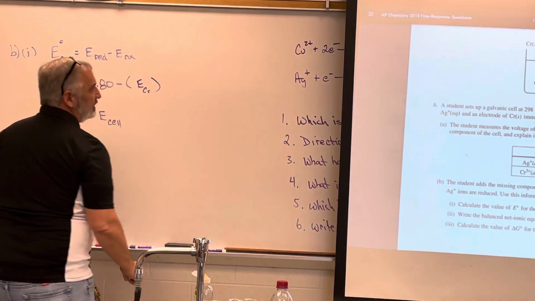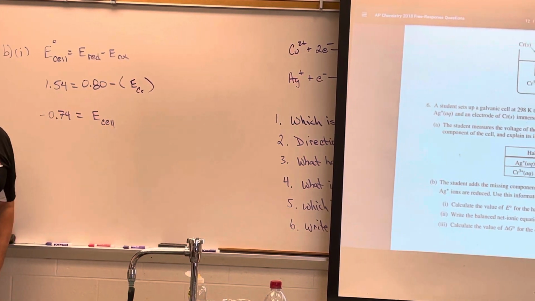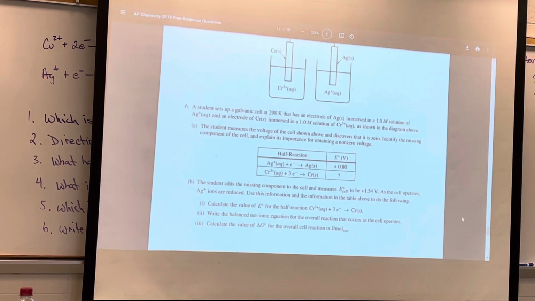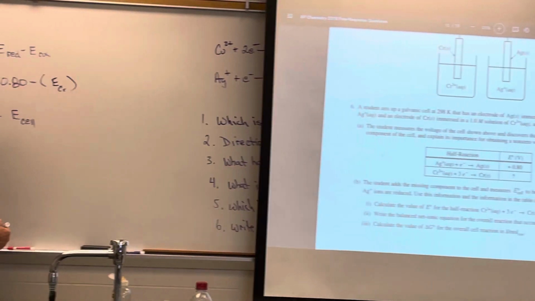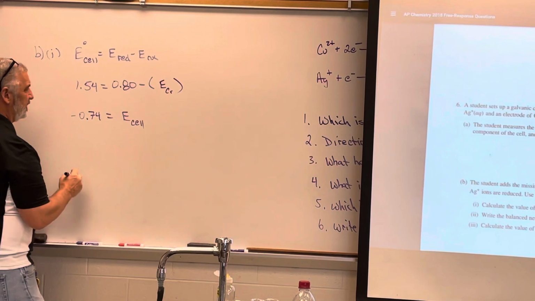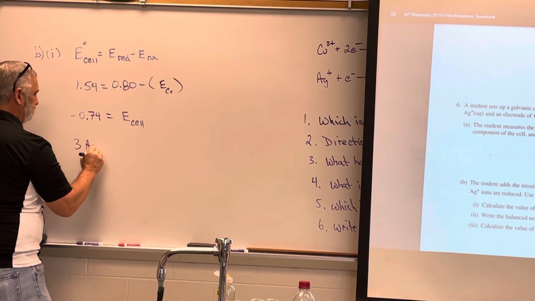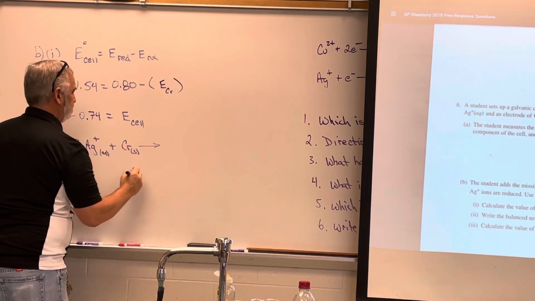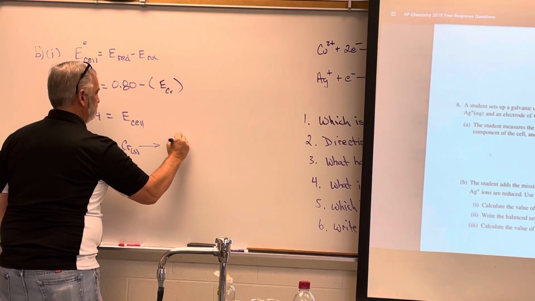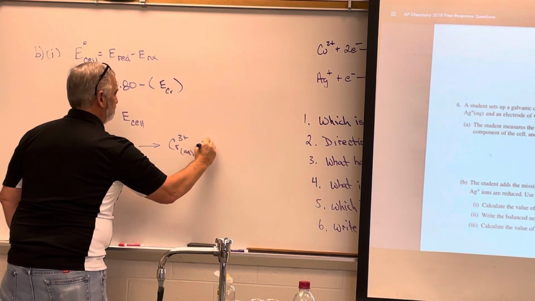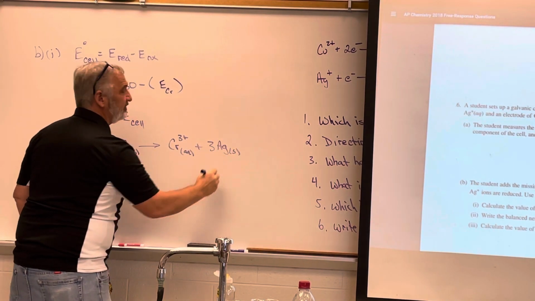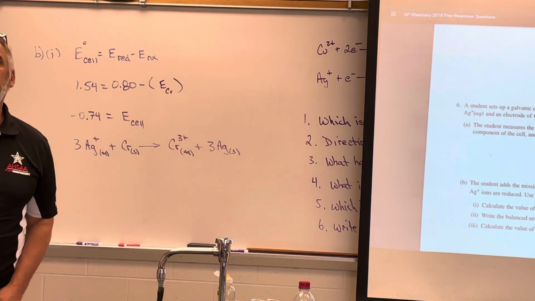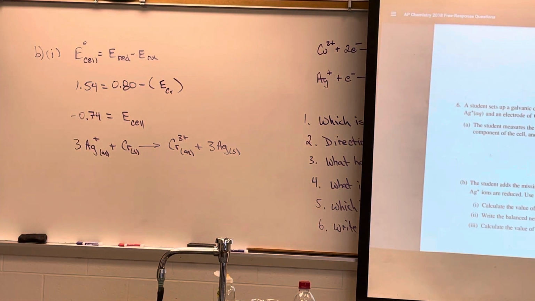So, do we have the equation written based on these half reactions? Yes. Okay, Sydney, what did you get? I got 3 Ag+ aqueous plus Cr solid yields Cr3+ aqueous plus 3 Ag solid. Okay, very good. Now, how did you know to start with chromium solid and not Cr3+? Because that is what's being oxidized, so it needs to lose electrons.